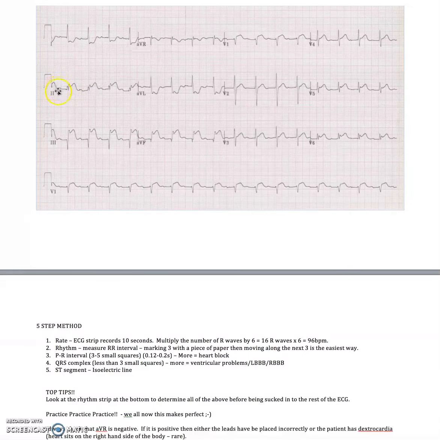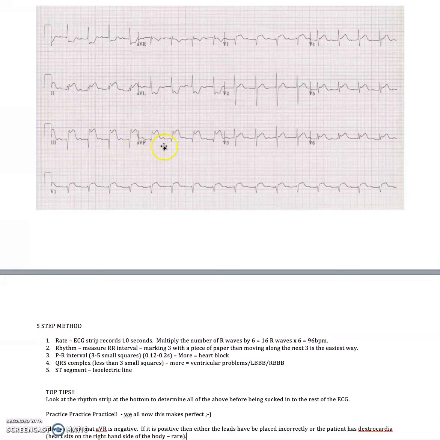So we've got lead 2, 3, AVF. These 3 leads here, these group together and these look at the inferior aspect of your heart. Good way to remember this is that looks like an I, and there's an F there. And there's I and F in inferior. Okay? So these are grouped together.